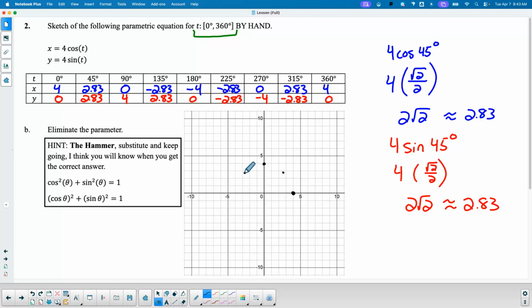At 180 degrees, it's negative 4, 0. At 225, it's negative 2.83, negative 2.83. At 270, it's 0, negative 4. At 315, it's 2.83, negative 2.83. And at 360, we're back to 4, 0. What shape did we make? A circle. Yep. So draw a circle as best as you can.